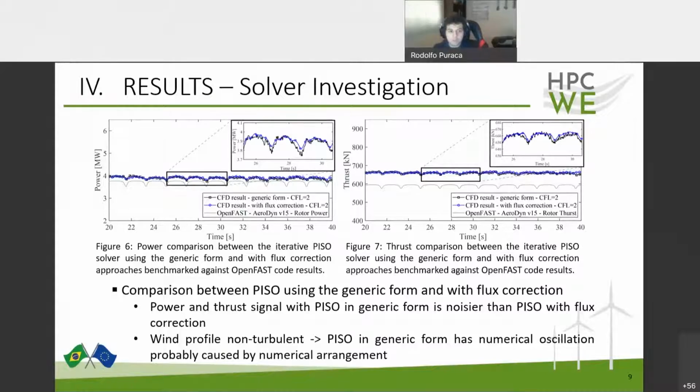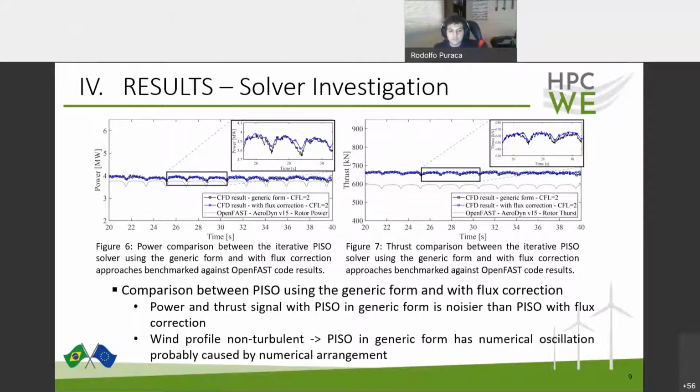I will present the results and the discussion of the NREL wind turbine CFD simulation. Here are plotted the power and the thrust outputs. In black is the iterative PISO in its generic form, and in blue the iterative PISO with flux correction. Both cases were simulated with CFL 2 and are compared against the OpenFAST result in the gray line.